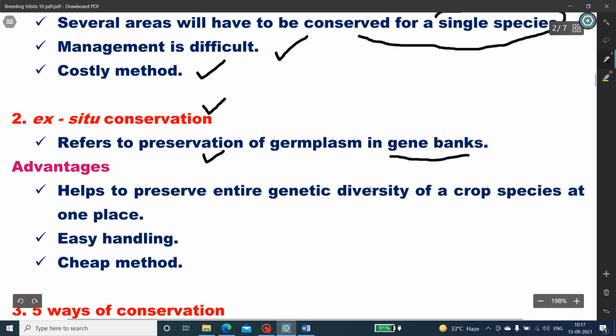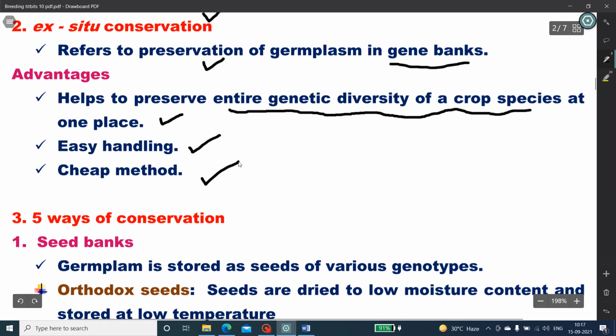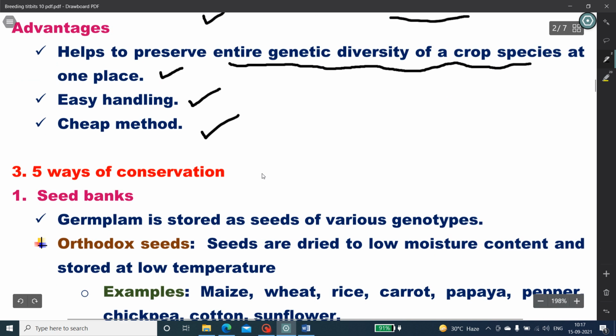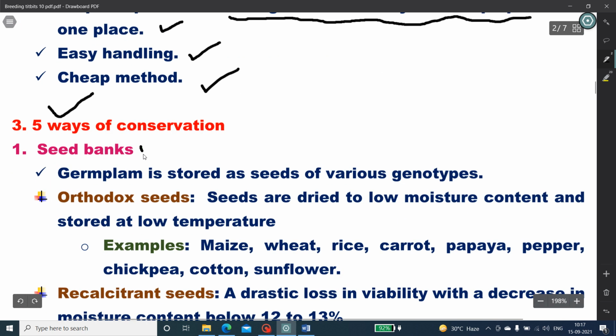The advantages are it helps to preserve the entire genetic diversity of crop species in one place, and a very small area is needed when compared to in situ conservation. It is very easy to handle and it is the cheapest method. As far as germplasm conservation is concerned, there are 5 ways of conservation, and let us see them one by one. The first one is seed banks.